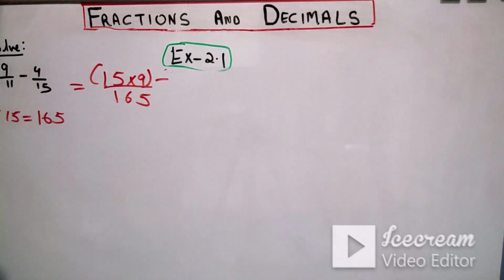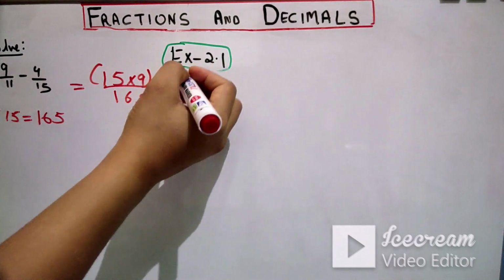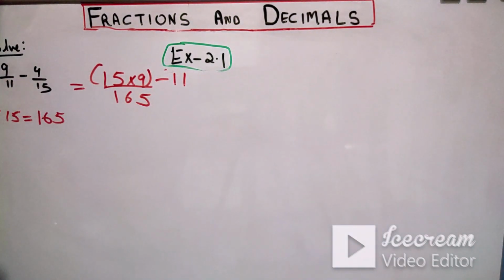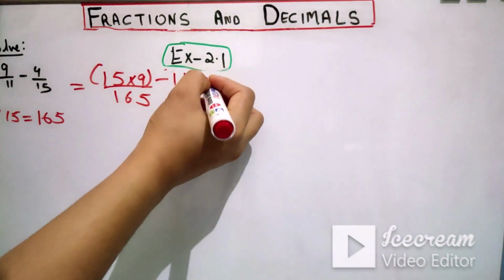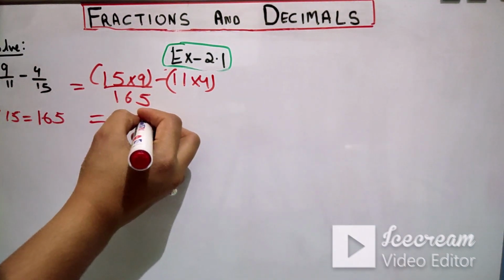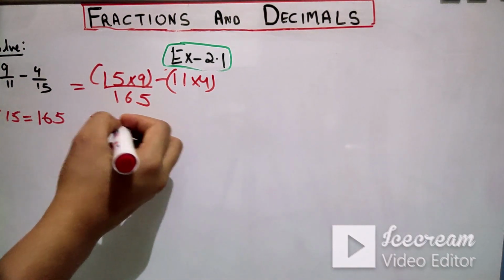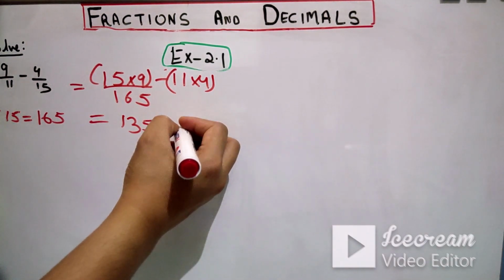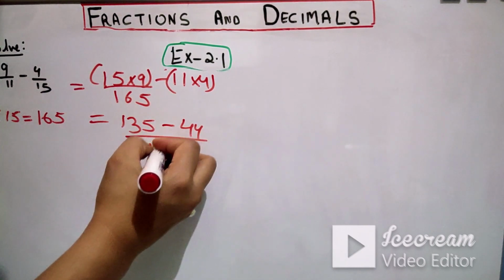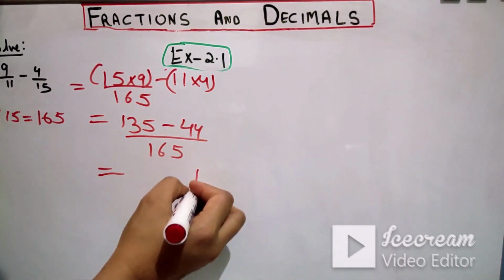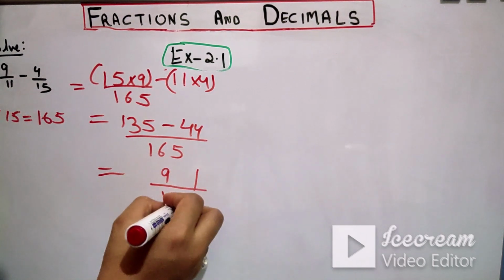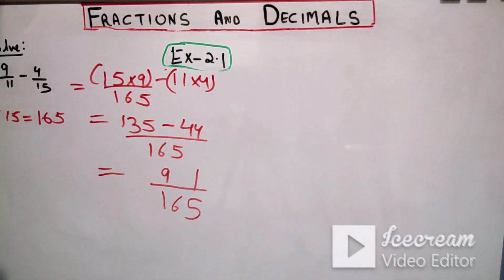Now when 165 is divided by 15, we will get 11, then 11 into 1, again 11. So this 11 will be multiplied by 4. We know the table easily. 15 into 9 is 135, minus 11 into 4, that is 44. Now we just have to subtract these. So this is 91 upon 165. Okay, so this is the answer.